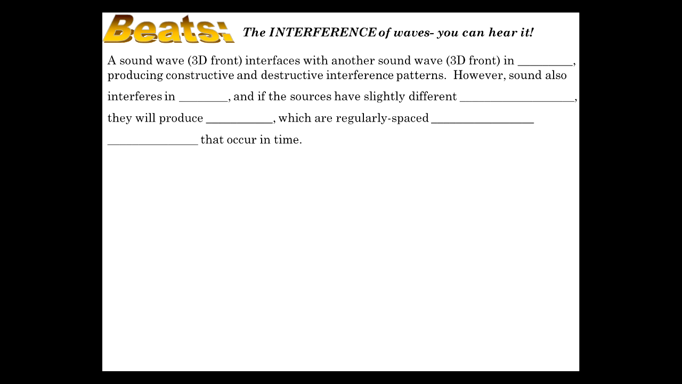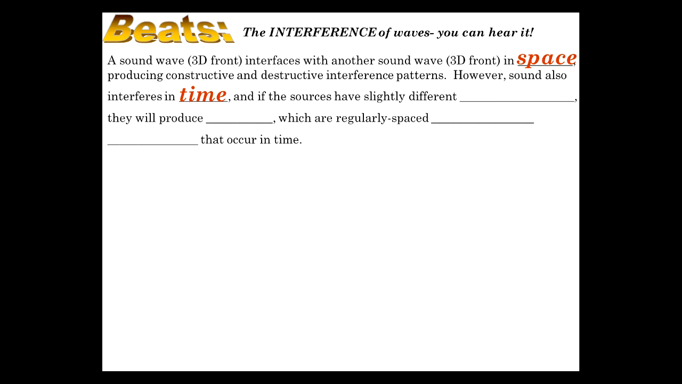So we have a sound wave. It radiates out in three-dimensional space, interfering with another sound wave that also radiates out in three-dimensional space. You produce constructive and destructive interference patterns, as exemplified by the ripple tanks that we looked at and the pulses along a spring. But sound waves also interfere in time. As we look out spatially, there are places where we see these beats, but it's a flow in time as well.